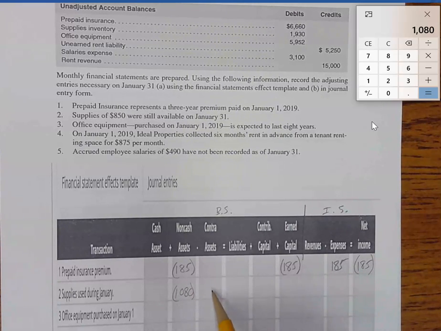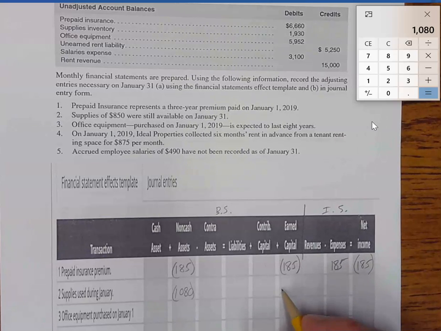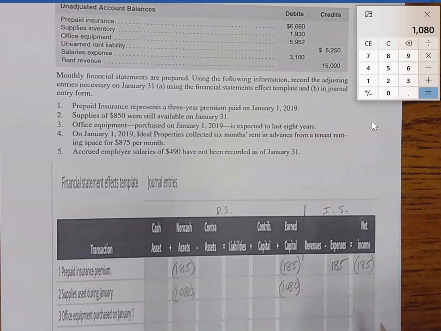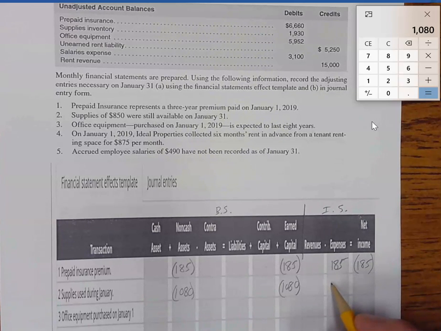Okay. And then we have the exact same thing here, just for a different amount. We would also recognize supplies expense at this point. See, there's no actual transaction that we can record as we use these supplies. I mean, we could, but that would get awfully tedious. So we do this as an adjusting entry.